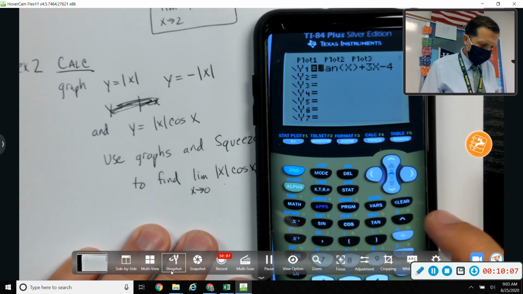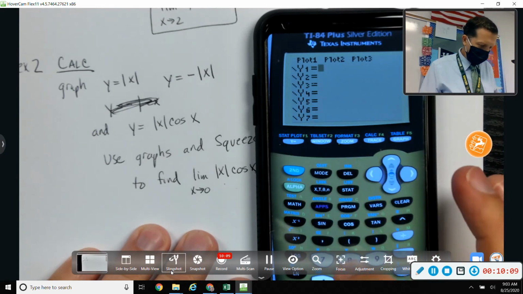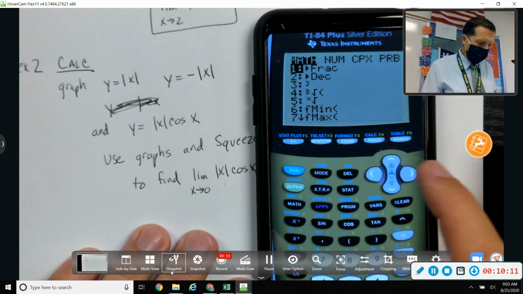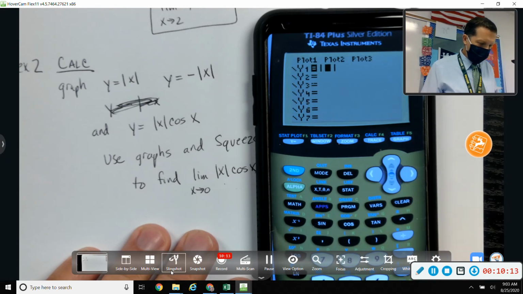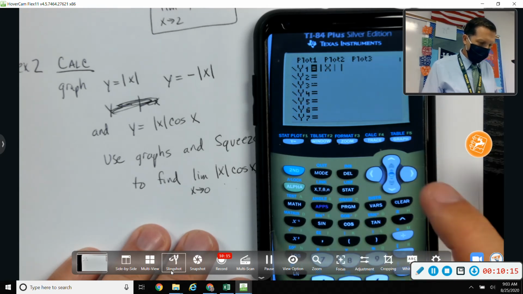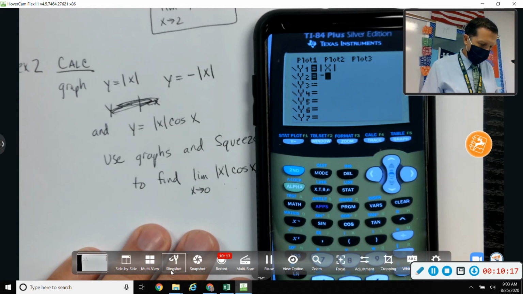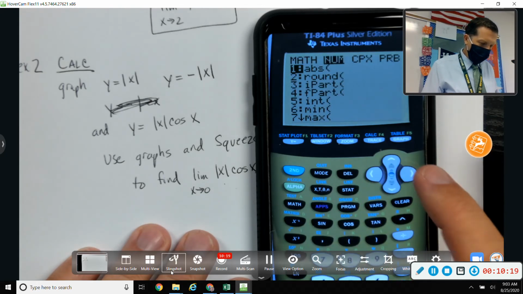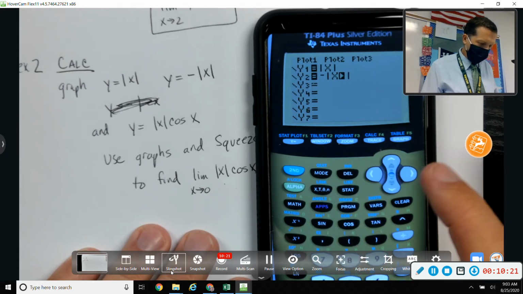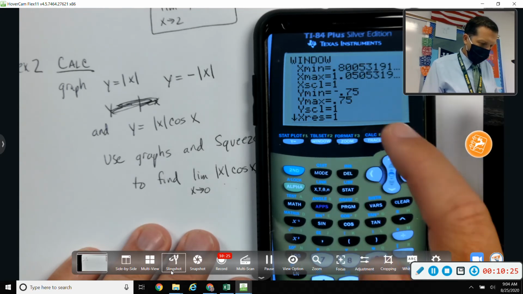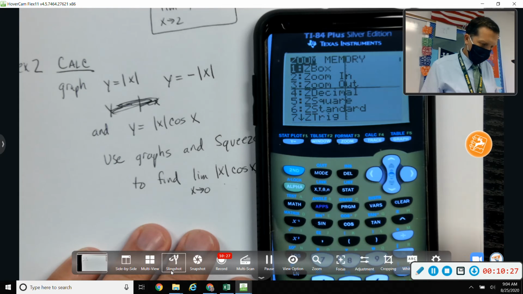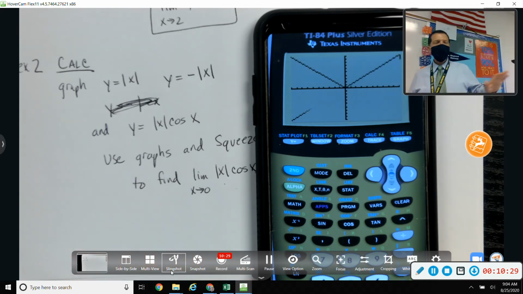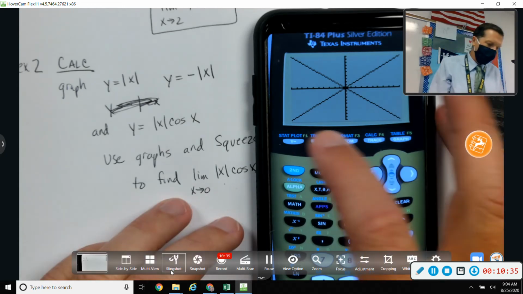So y equals, I don't need the tangent thing. Absolute value is under math, num, so absolute value of x, negative absolute value of x. I'm going to change my window back to normal. So I haven't graphed the cosine one yet, but there's absolute value of x and negative absolute value of x. That we hopefully could have done without a calculator.